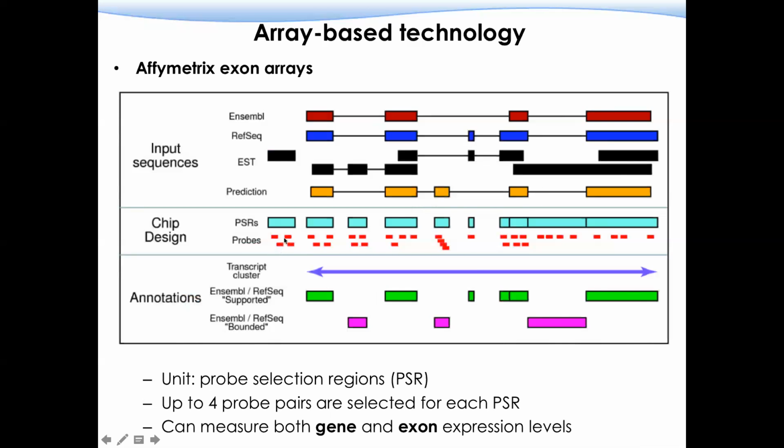And for each of the regions, we may set up to four probe pairs, up to 4 probes, to measure the expression level of each region, and then we can infer the alternative splicing level with the observed data.